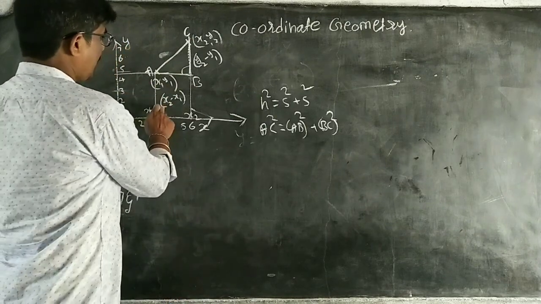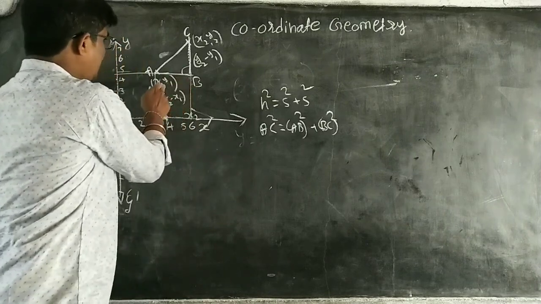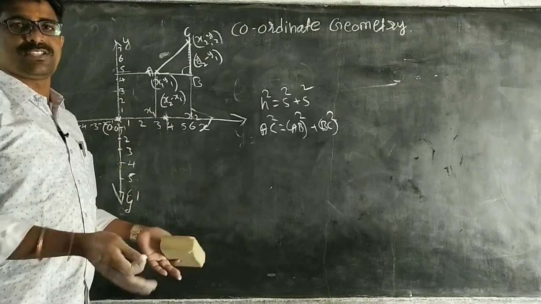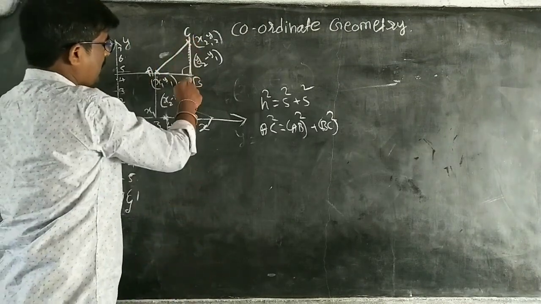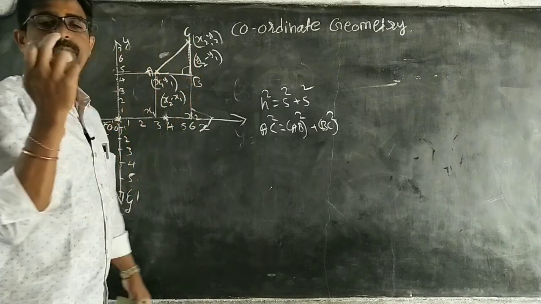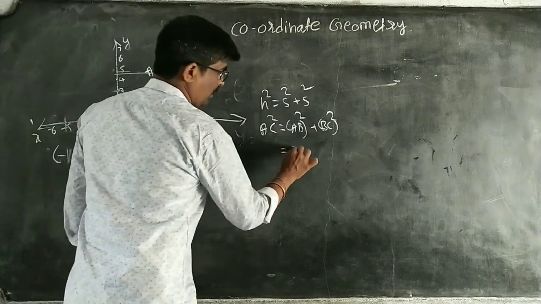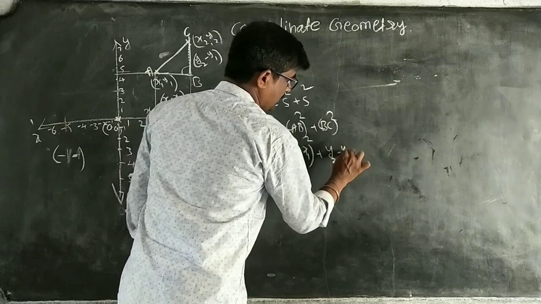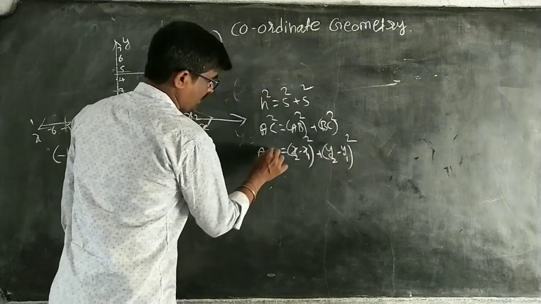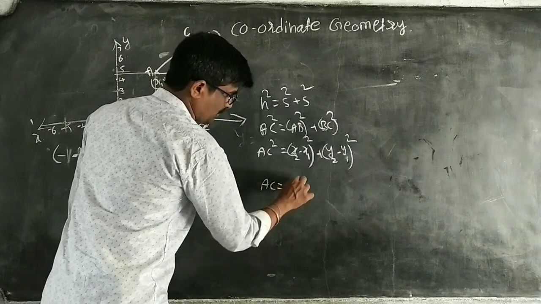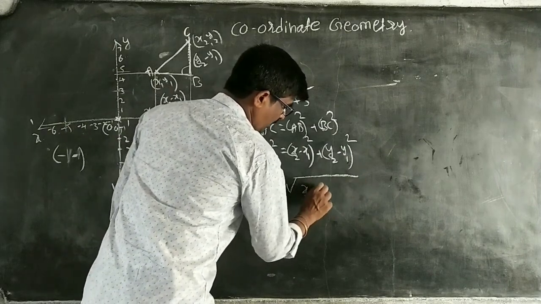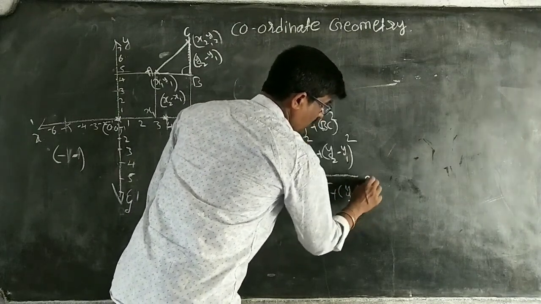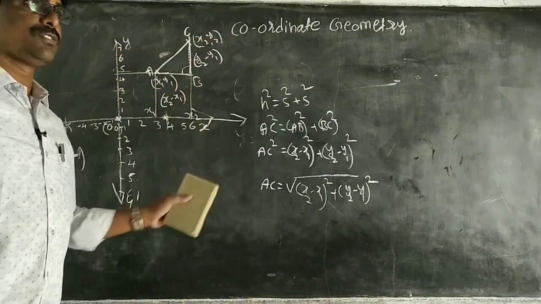AB distance, how much? X2 minus X1. Because y1 here is also equal, we do not consider it here. So y1 minus y1 is automatically 0. The x values here are both the same, so we do not take that. That is equal to x2 minus x1 whole square plus y2 minus y1 whole square. That is AC square, or AC is equal to under root of x2 minus x1 whole square plus y2 minus y1 whole square. This is the distance formula.